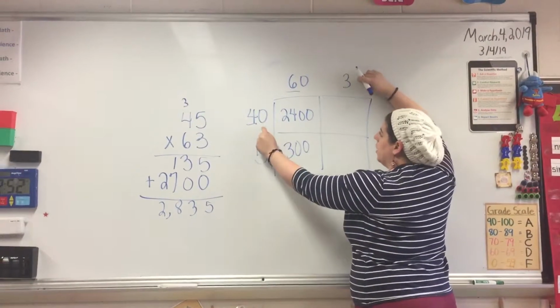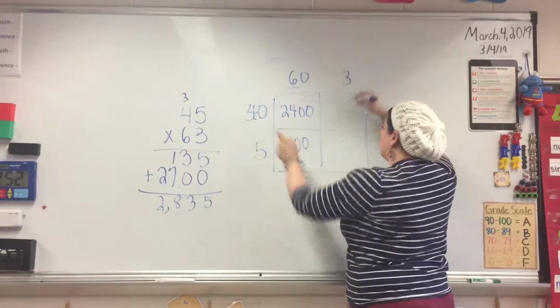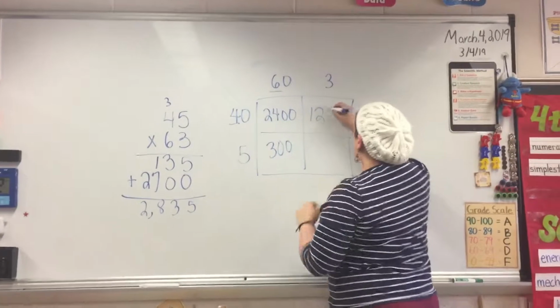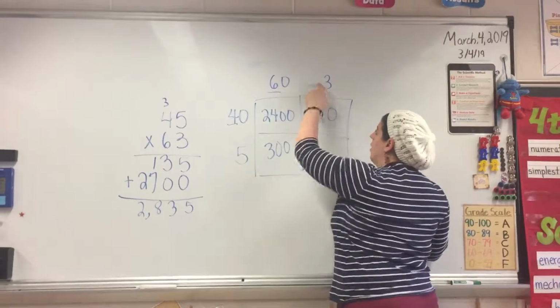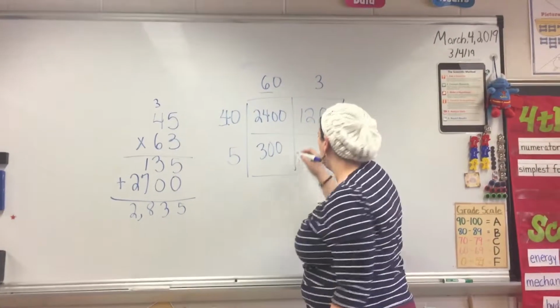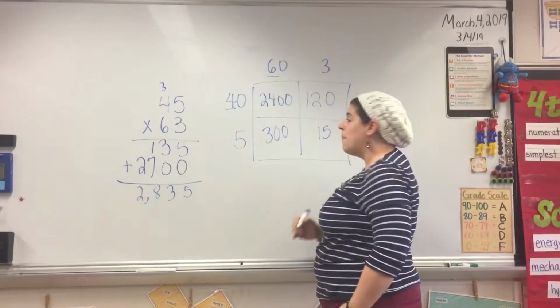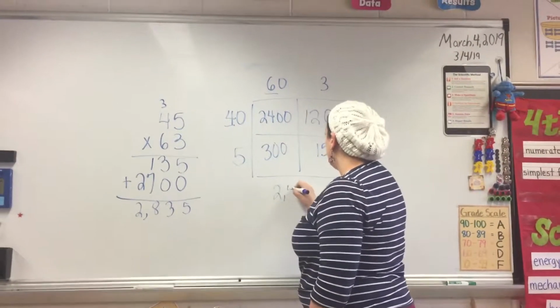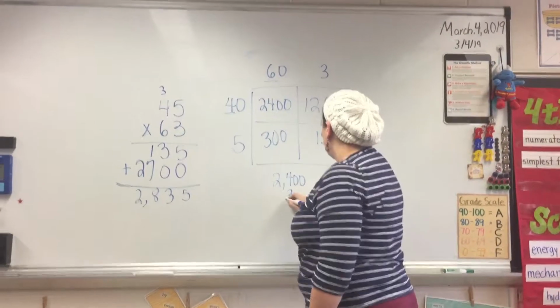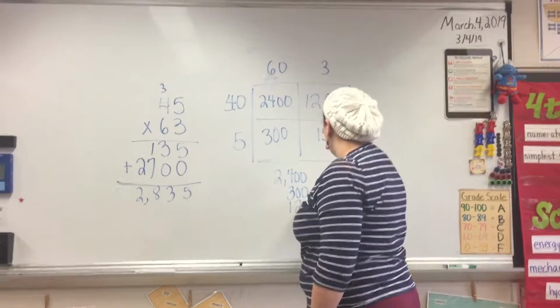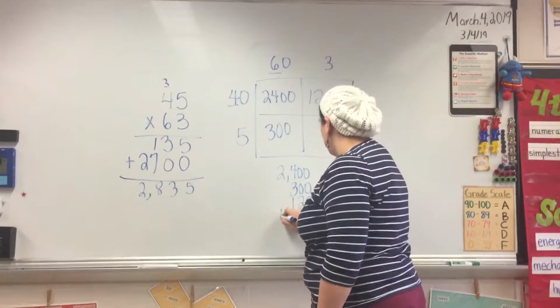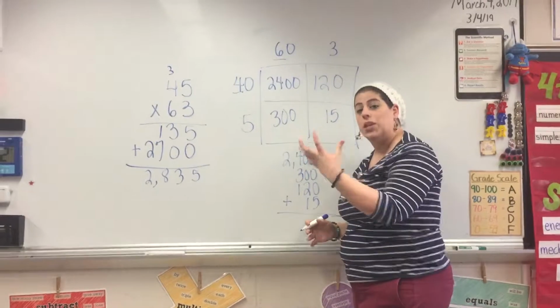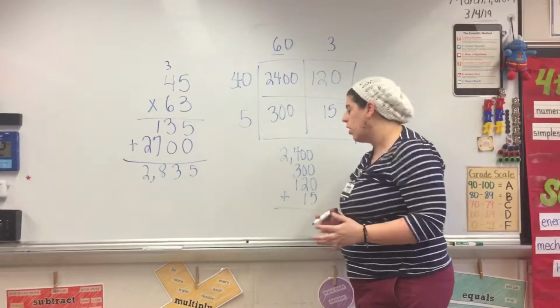Then I take a 40 times 3. Basic fact of 4 times 3 is 12, and I add that 0. Then I take my 5 times 3, that is just the basic fact by itself, that's 15. My final step is to add all of these numbers up. So 2,400 plus 300 plus 120 plus 15. Of course, you can add these separately and then add them all at the end, however makes it more comfortable.